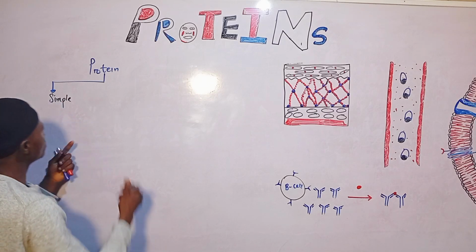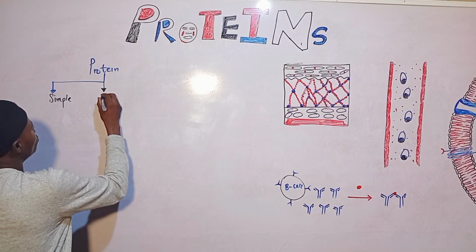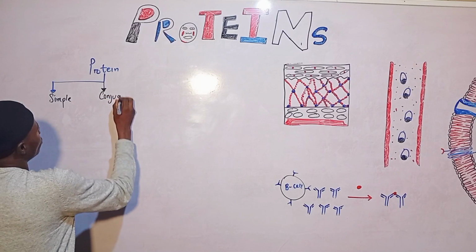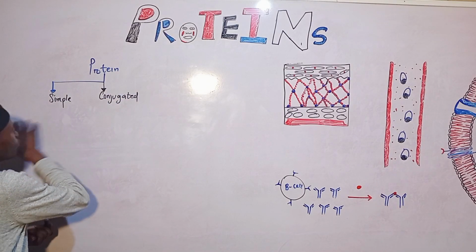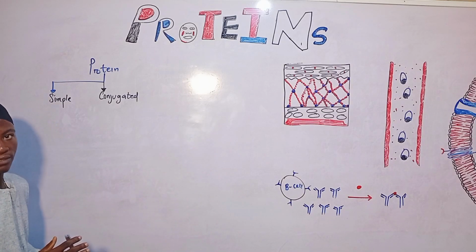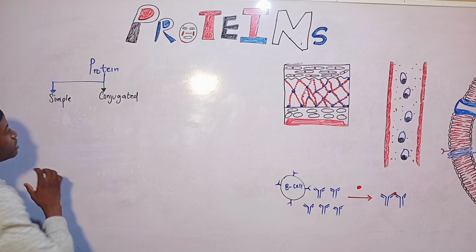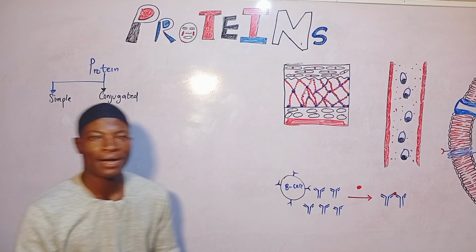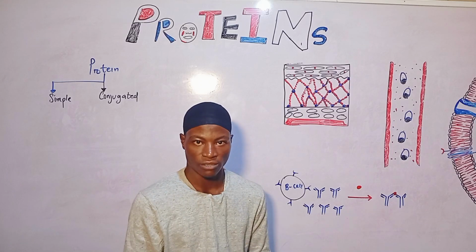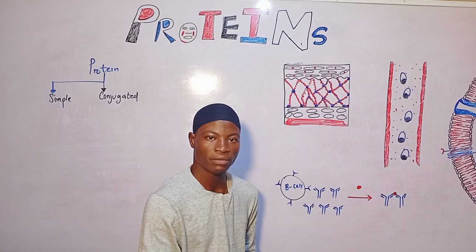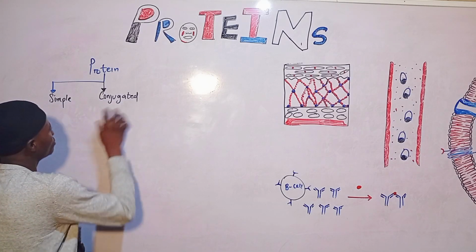The next one that we have is the conjugated protein. Simple proteins are said to be made up completely of amino acids. You understand what I'm saying? But in the case of conjugated proteins, apart from amino acid or protein units, they are made up of other parts, which can be any element or compound, which I'm going to talk about in this video. Now, we have conjugated protein, right?